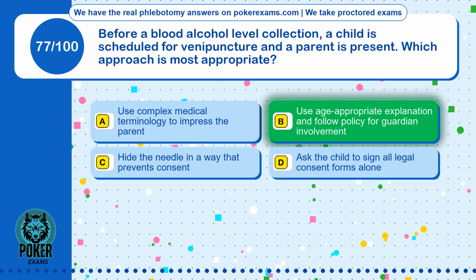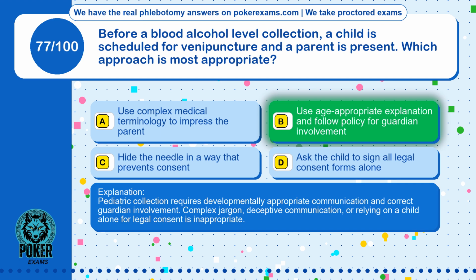The correct answer is option B. Use age-appropriate explanation and follow policy for guardian involvement. Pediatric collection requires developmentally appropriate communication and correct guardian involvement. Complex jargon, deceptive communication, or relying on a child alone for legal consent is inappropriate.